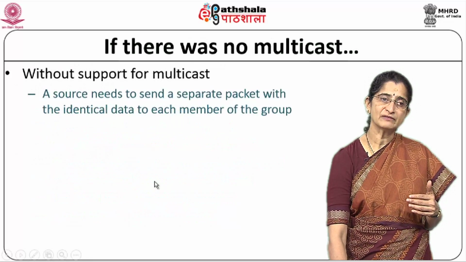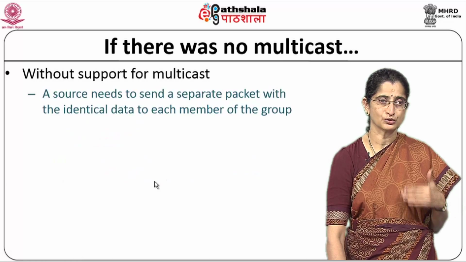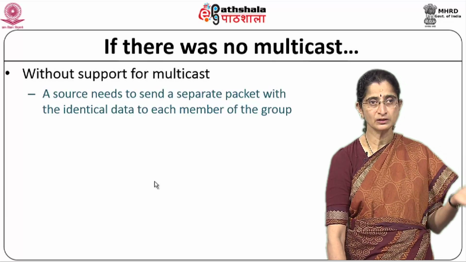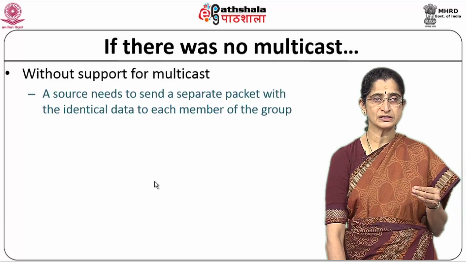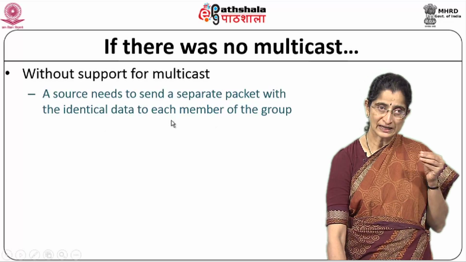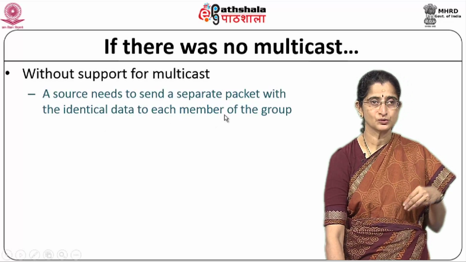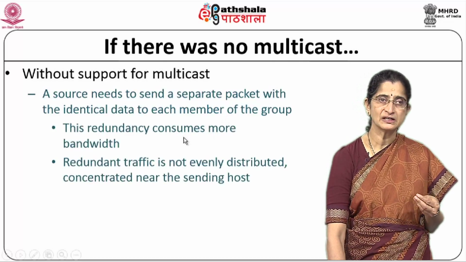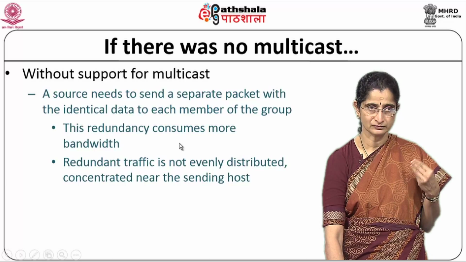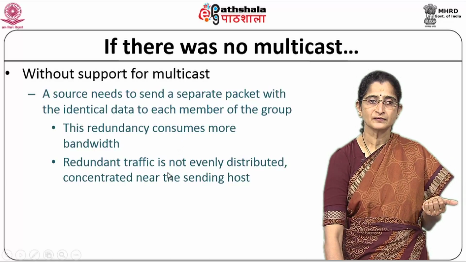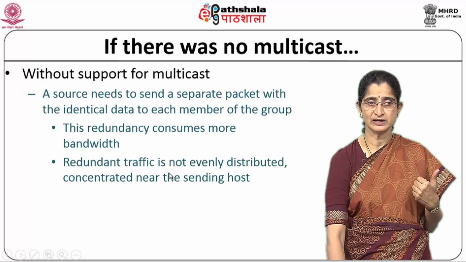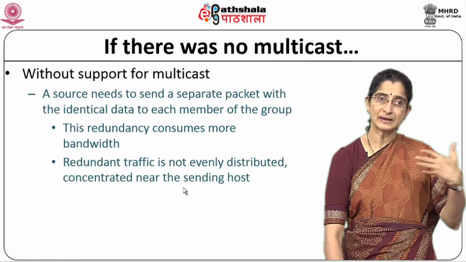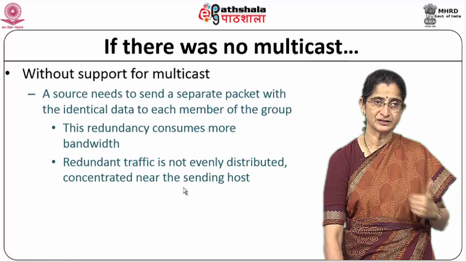If there was no multicast, let us look at that scenario. What would happen if there was absolutely no multicast? In a situation where one source needs to send data to a group of people, that source will need to send a separate packet with identical data to each member of the group. So, it would mean multiple unicast packets need to be sent. Obviously, this will lead to redundancy, consuming more bandwidth, and this redundant traffic will also not be evenly distributed. It is concentrated near the sending host, because from the sending host many packets have to be transmitted and from there they go to different destinations.